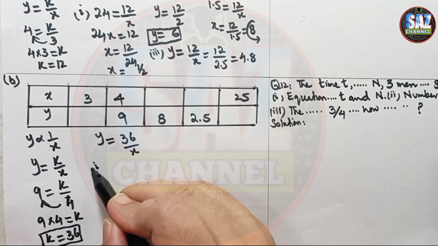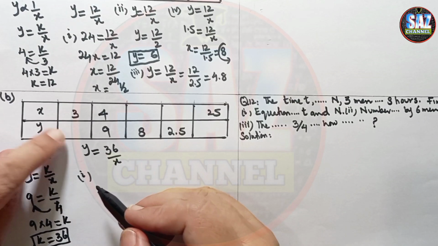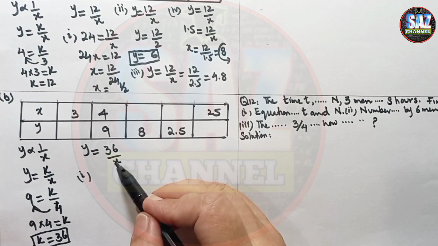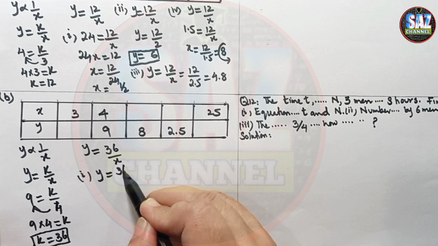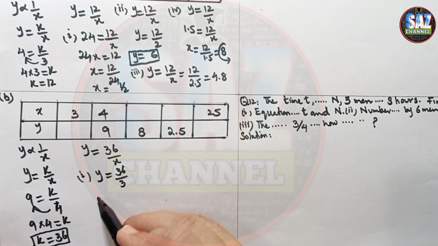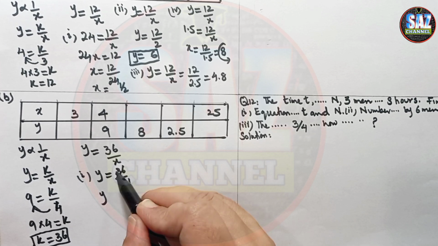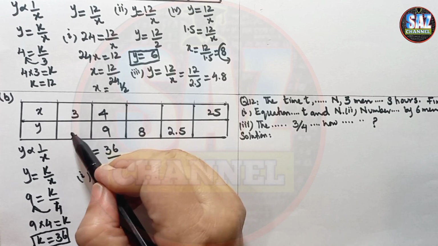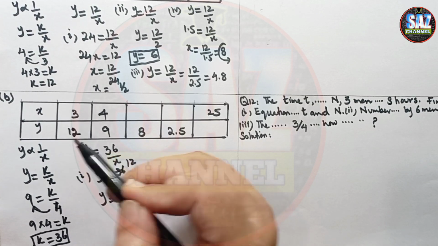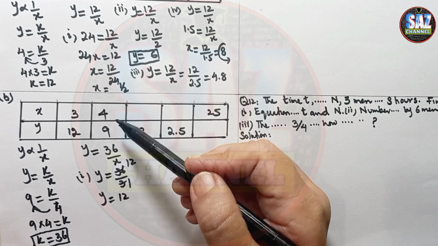The first unknown is the value of y for x equals 3. So instead of x in this equation, I will replace x by 3. 36 upon 3, y will be equal to 12. So replace the value in front of y.